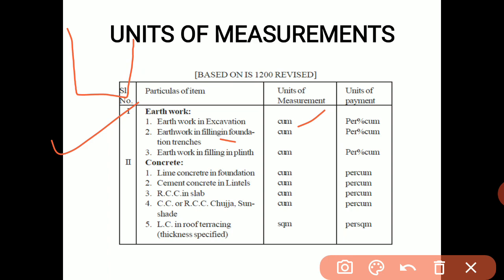Each item has a distinct variation in its work, so those are mentioned here separately and measured differently from their basic or parent item of work. Okay, so some have separate specifications. Okay, so those we will see one by one.